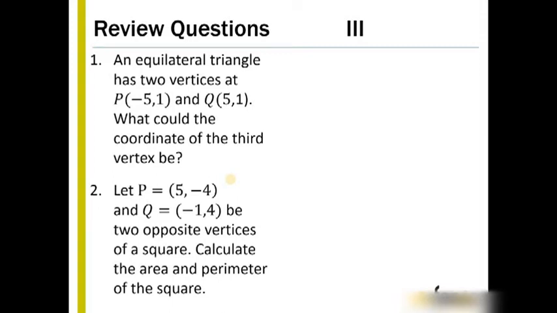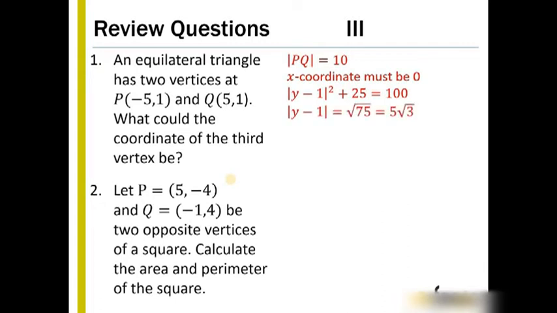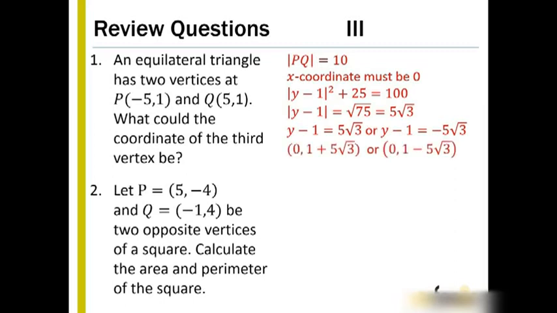Here are the answers. For number 1, the distance from P to Q is 10. The x-coordinate must be 0. And then the distance formula tells us that (y minus 1) squared plus 25 equals 100. So y minus 1 is the square root of 75, which is 5 root 3. So y minus 1 is 5 root 3, or y minus 1 is negative 5 root 3. So the coordinates are (0, 1 plus 5 root 3) or (0, 1 minus 5 root 3).